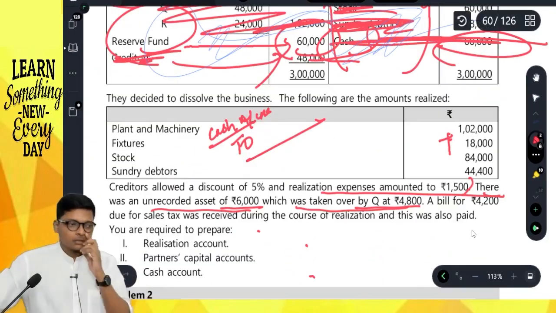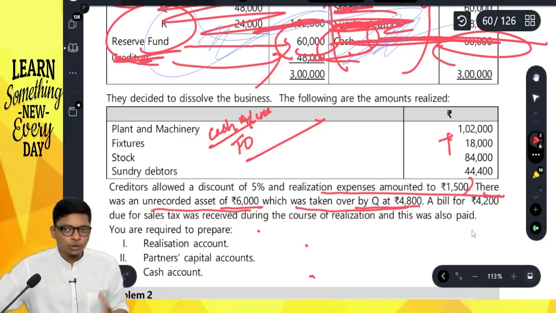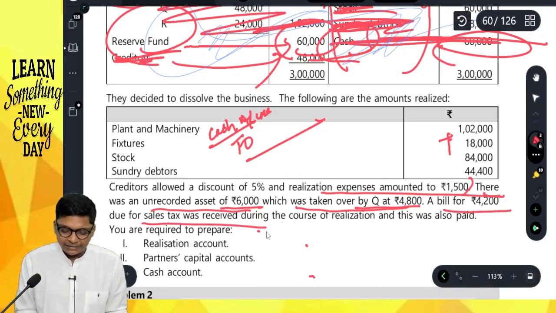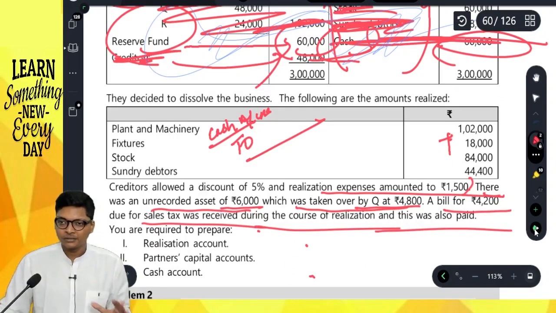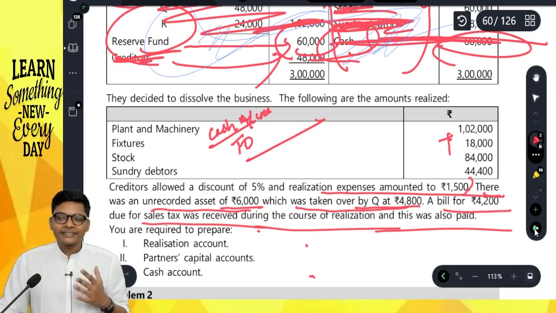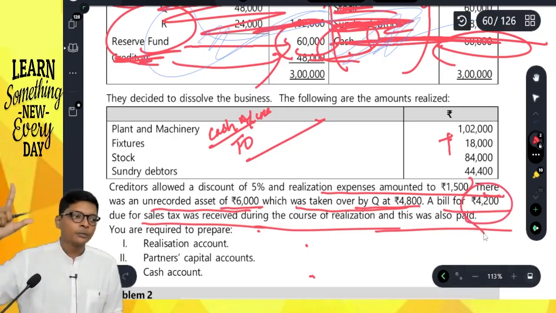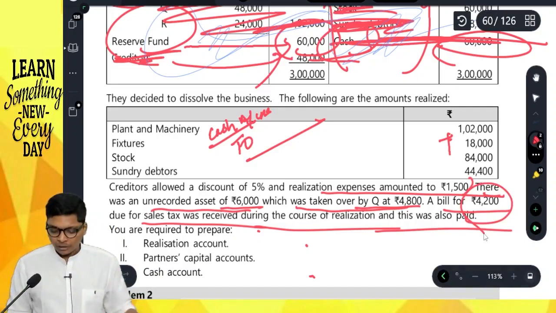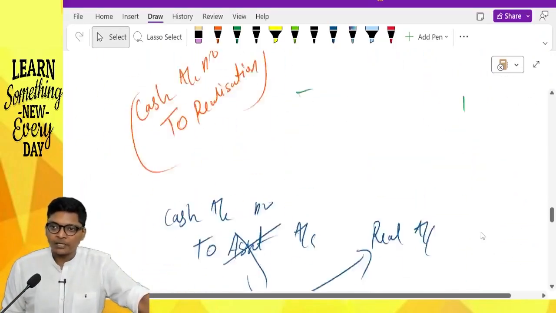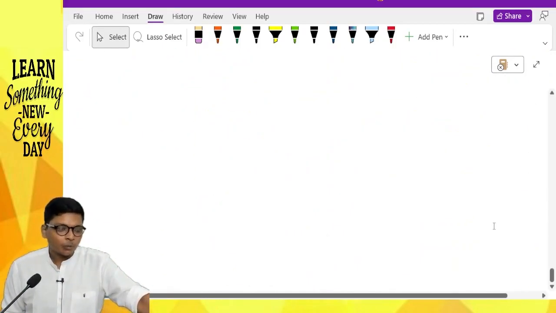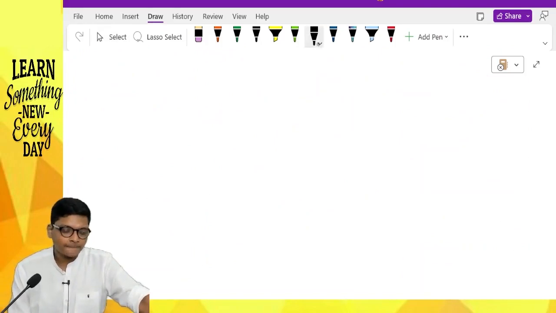Last adjustment. Guys, are you all understanding, guys? This is new. A bill for 4,200 due to sales tax was received during the year and was paid. During the year, the sales tax department told me, hey, you have not paid us this 4,200. He threw the bill on my face and told me to make the payment. Can I tell him, sorry, I will not pay, or should I pay? I have to pay.